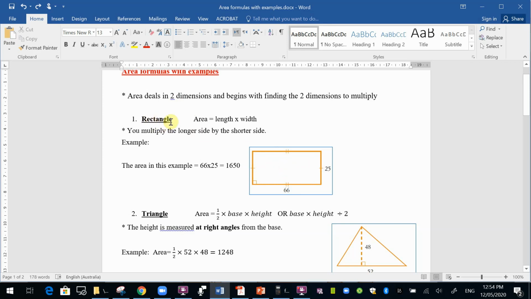And for a rectangle, the formula is area is length times width, or longer side times the shorter side. 66 times 25, area of a rectangle, 1650.